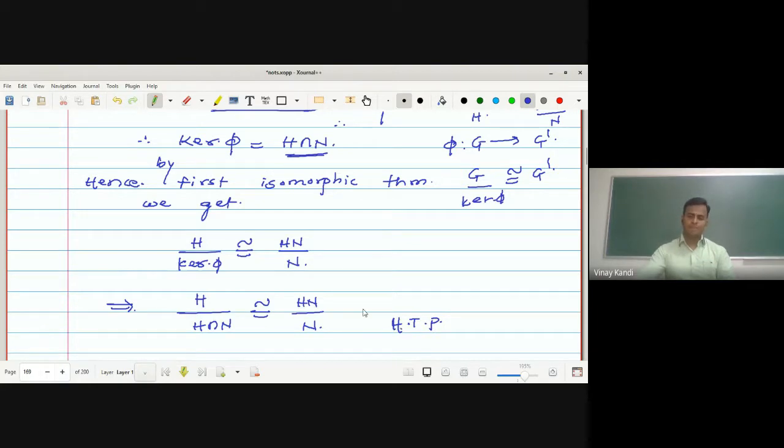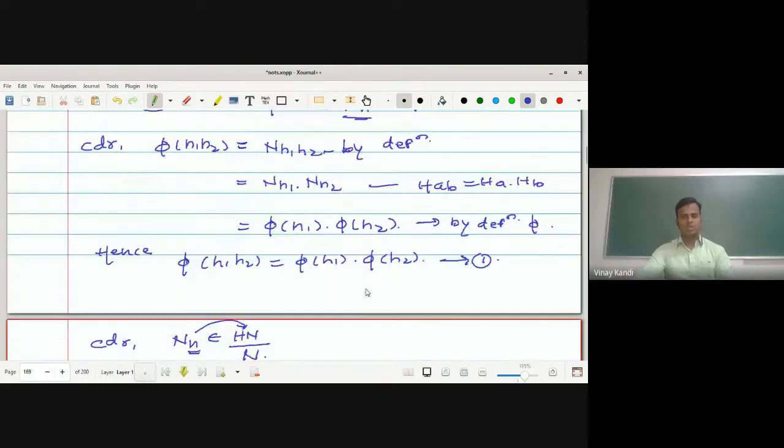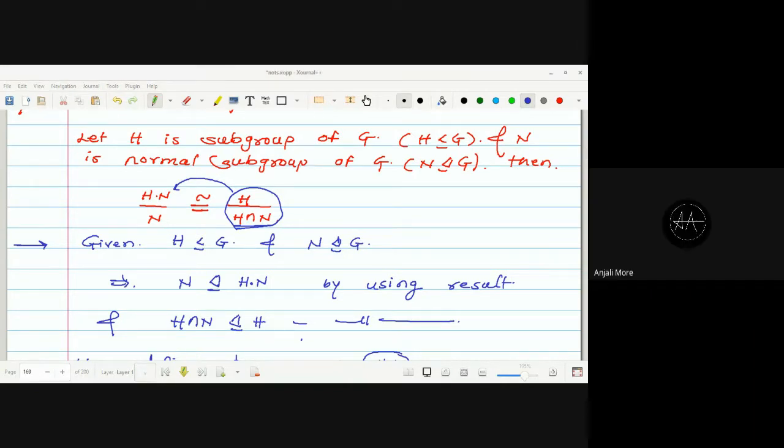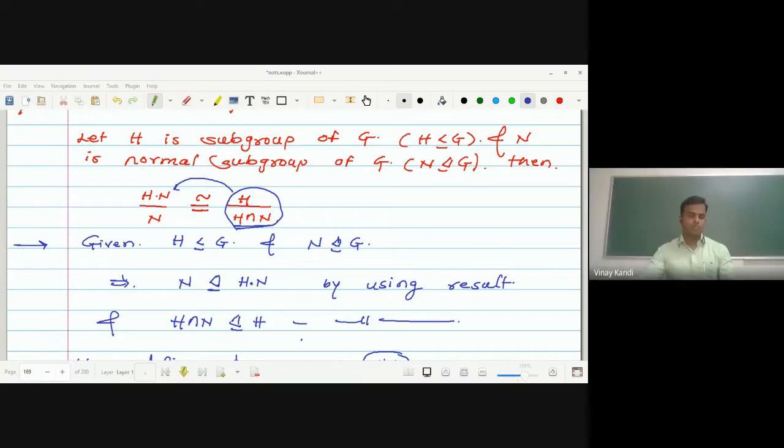Okay, here is the conclusion: HN upon N is isomorphic to H upon H intersection N. So these are the first two isomorphism theorems. In the next lecture, we will study the third isomorphism theorem. Up to here, any doubt? Okay, the remaining part we will see in the next lecture.